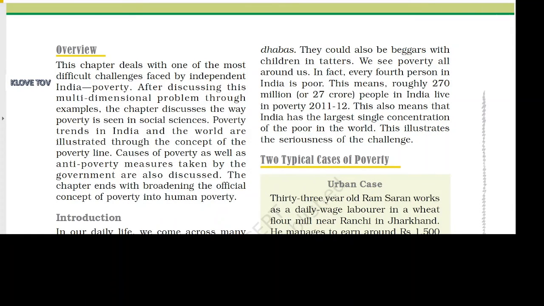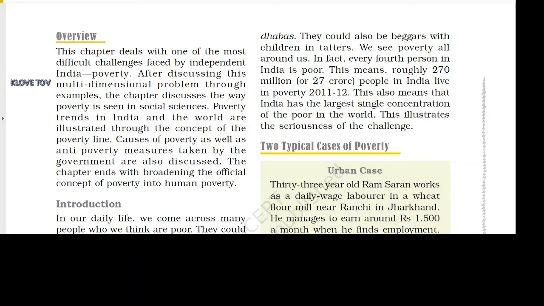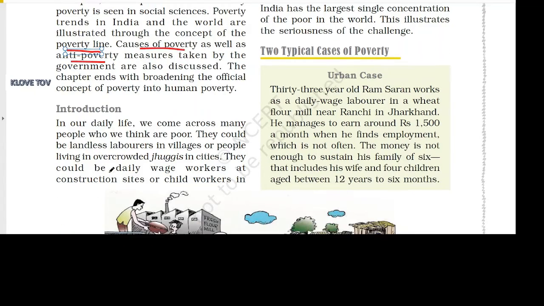After discussing this multidimensional problem through examples, the chapter discusses the way poverty is seen in social science. Poverty trends in India and the world are illustrated through the concept of the poverty line. Causes of poverty as well as anti-poverty measures taken by the government are also discussed. The chapter ends with broadening the official concept of poverty with human poverty.